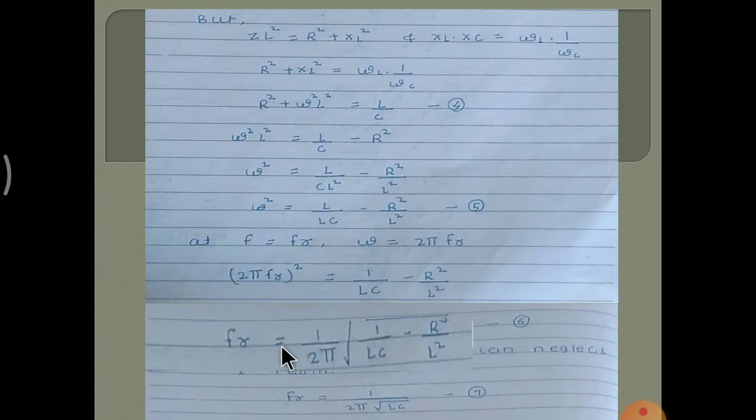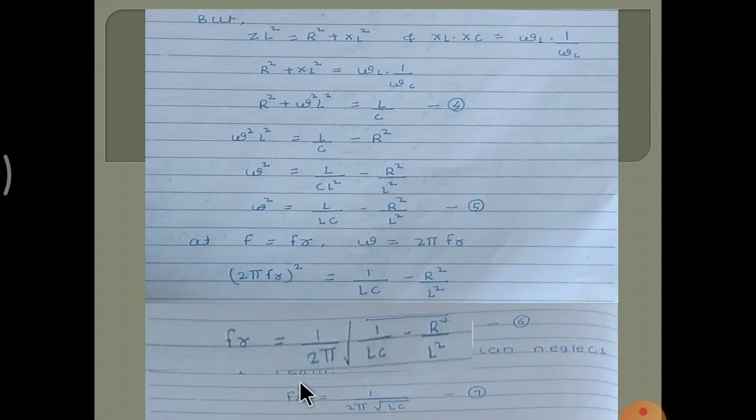then we get FR is equal to 1 upon 2 pi on the right side, and the term under the root is 1 upon LC minus R square upon L square. This is the formula for resonant frequency FR, but at resonance R is negligible. If R is negligible, then the second term is neglected and only remains: resonant frequency FR is equal to 1 upon 2 pi root LC.